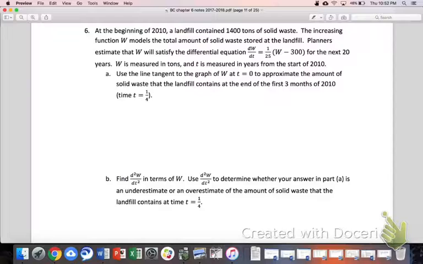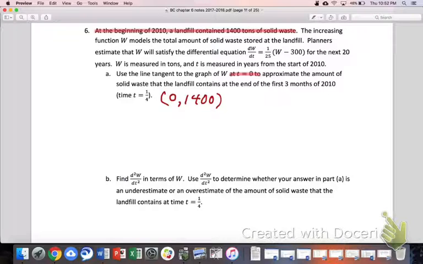Hopefully you remember, to find the equation of a tangent line, we need to have the point of tangency as well as the slope of the tangent line. And they do mention the point of tangency right here. They say at t equals 0. So I'd say that my point of tangency is that when t equals 0, w is 1400. And where I am getting that from is right up here. It says, at the beginning of 2010, a landfill contained 1,400 tons of solid waste. So at the beginning, sounds like t equals 0, and 1,400 tons of solid waste would be the w value when t is 0. That's my point of tangency.